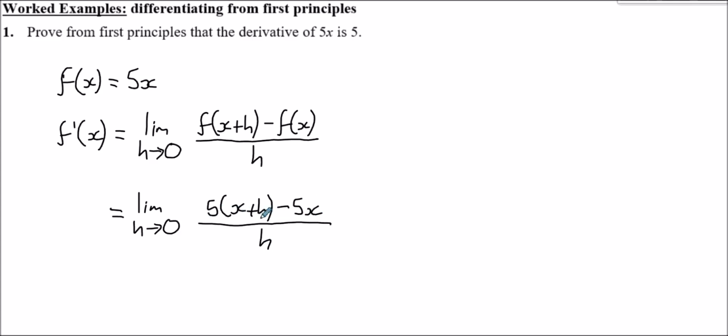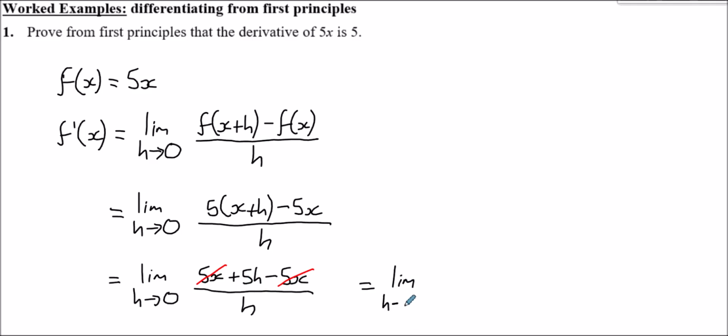So let's expand this out. I'm just going to put limit as x goes towards 0. That would be wrong. It's as h goes towards 0. So we have 5x plus 5h minus 5x all over h. And so on the top, what's going to happen is 5x minus 5x, they'll both cancel each other off, and we'll just be left with 5h divided by h, which just gives us 5.